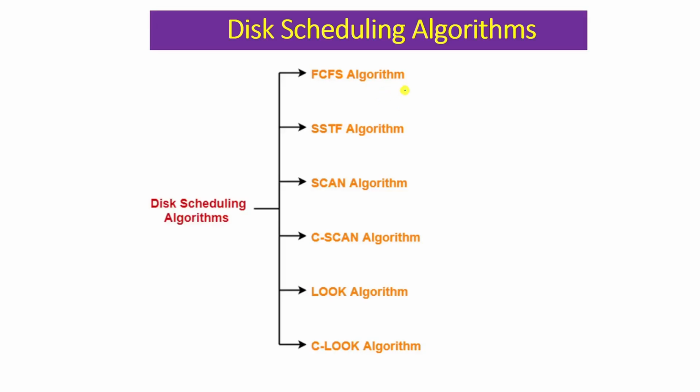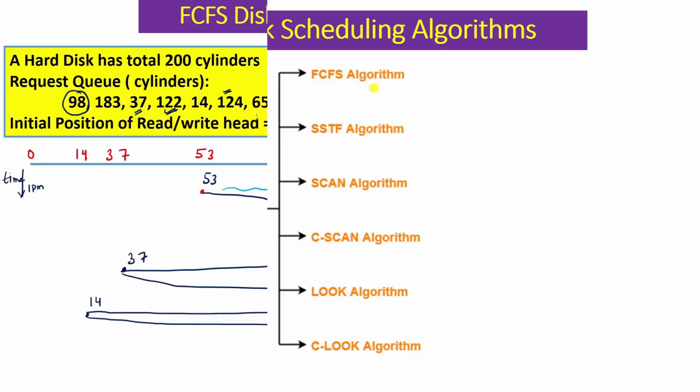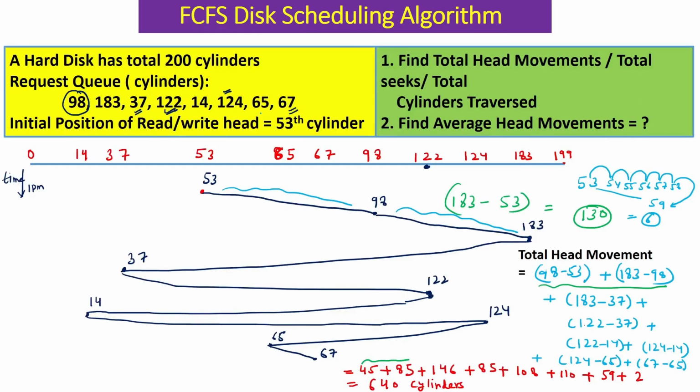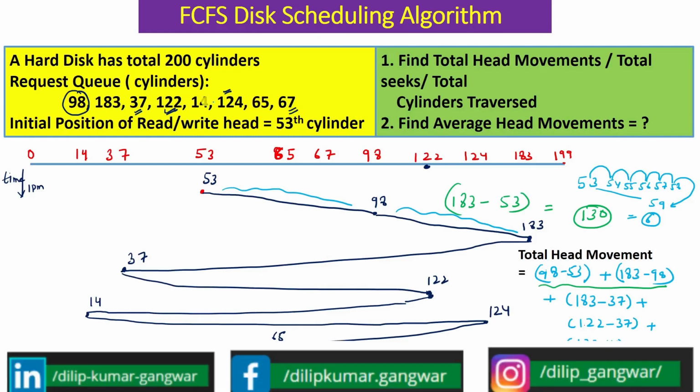These are the different disk scheduling algorithms that we have discussed in the previous videos. In this video, we will understand the program for the first come first serve algorithm. This was one of the questions we discussed in the previous video. We are given the request queue in which different cylinders are given, and the initial position of our read write head. Currently the read write head is on the 53rd cylinder.